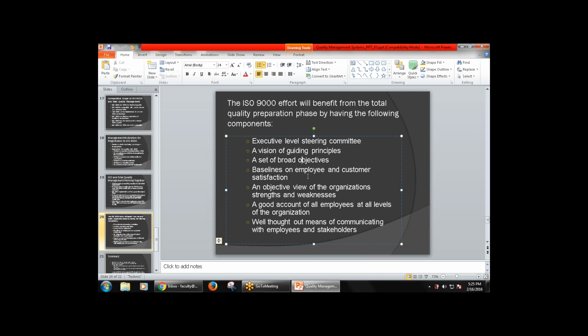Then the next part is an objective view that is carried out. That is the objective view that is used for the commitment of the various folders. So there is an objective view carried out for the commitment of the folder that is used in the tracking of the data. That is the objective view of the organization's strengths and weaknesses.